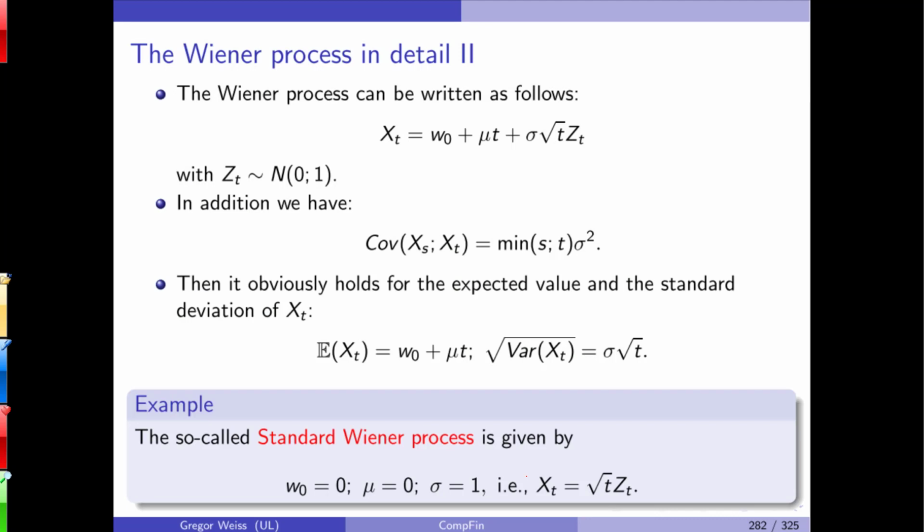We can also write the Wiener process as xt equals W0, a starting point, plus mu t plus sigma times the square root of t times a random variable zt, that is a standard normal distribution. So this is a different way of writing a stochastic process, a Wiener process.